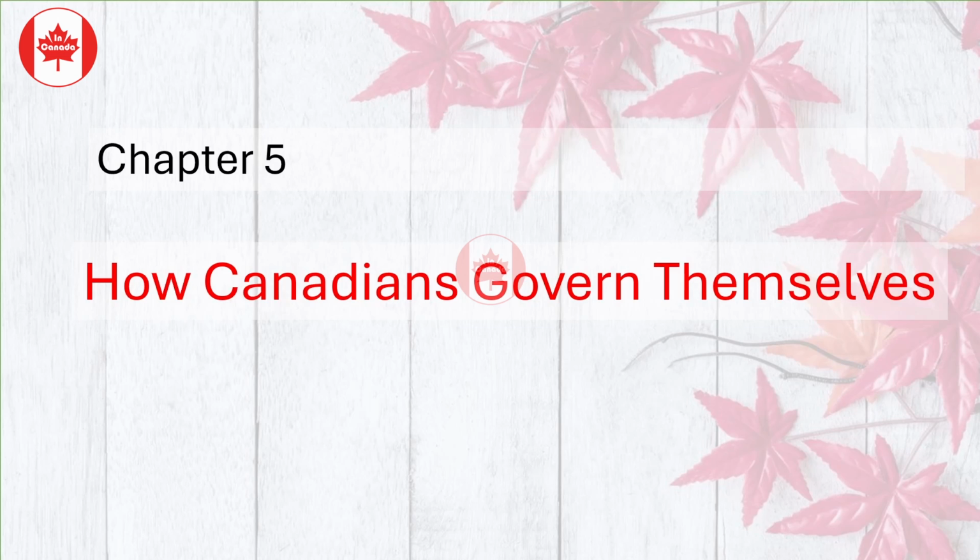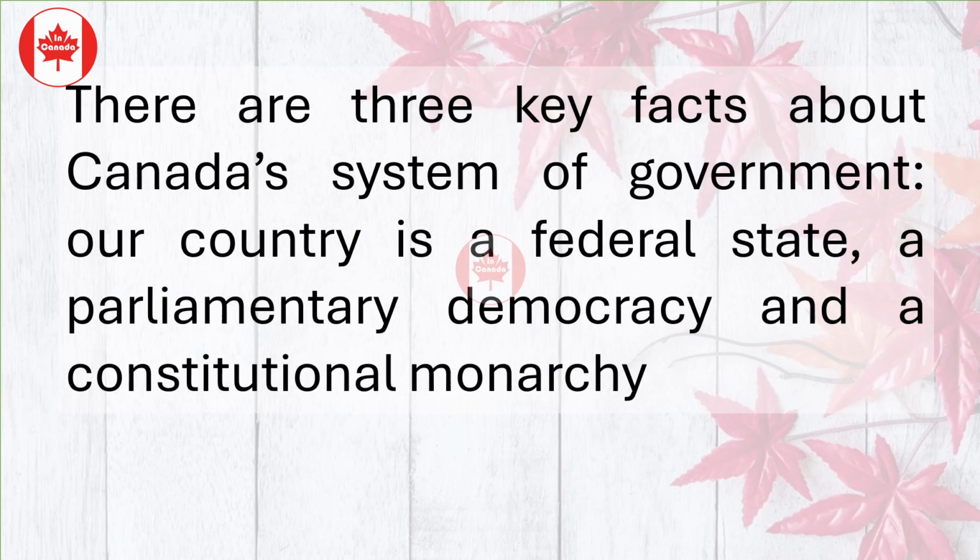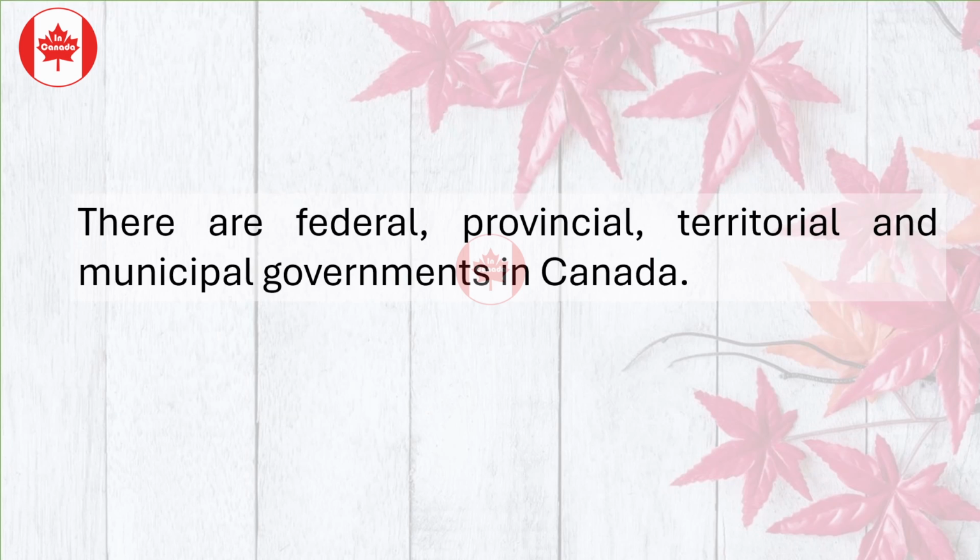How Canadians govern themselves. Important point. There are three key facts about Canada's system of government. Our country is a federal state, a parliamentary democracy, and a constitutional monarchy. There are federal, provincial, territorial, and municipal governments in Canada.